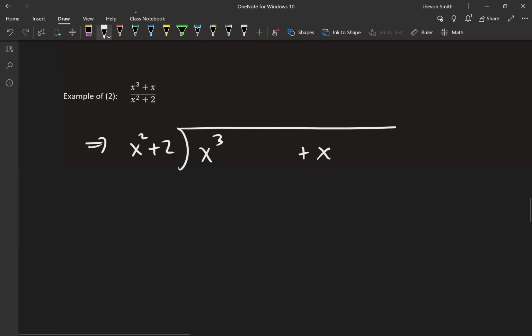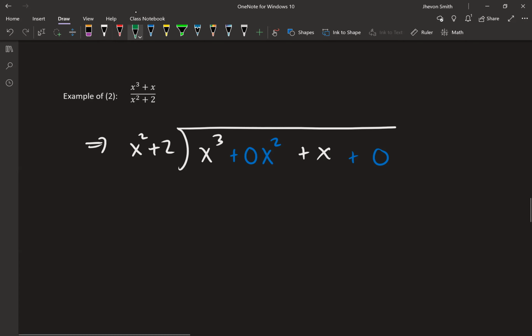One thing that students often forget is you need placeholders. Once you have the polynomial underneath the division, you need to hold the place for all powers. So even though there's no x squared, I would write in a 0x squared. And even though there's no constant, write in a 0. You need placeholders for all powers of x under there. Okay, so once you have that, here is how you continue.